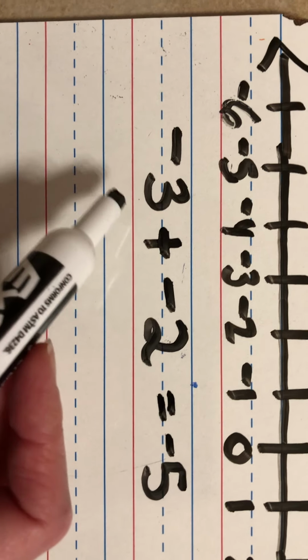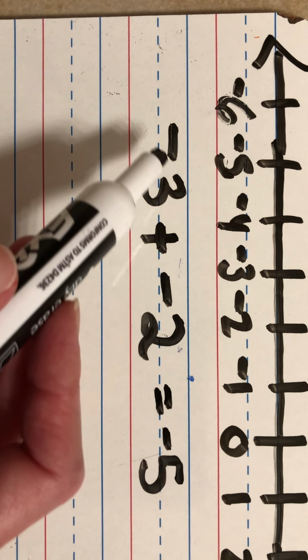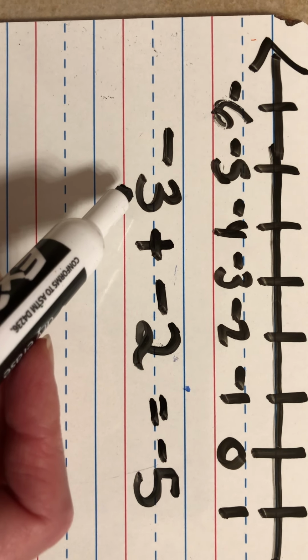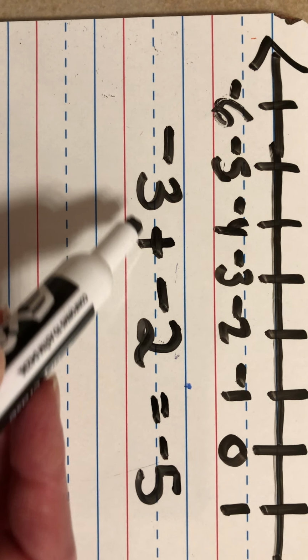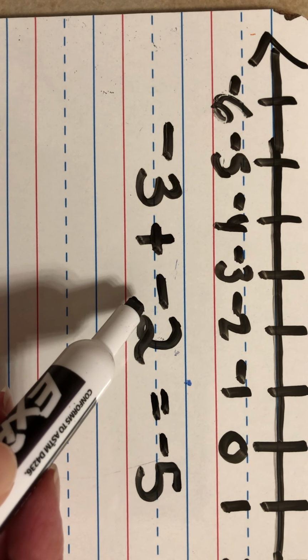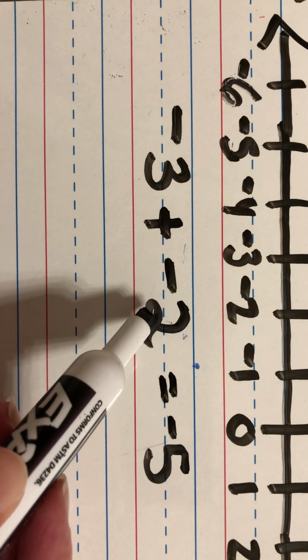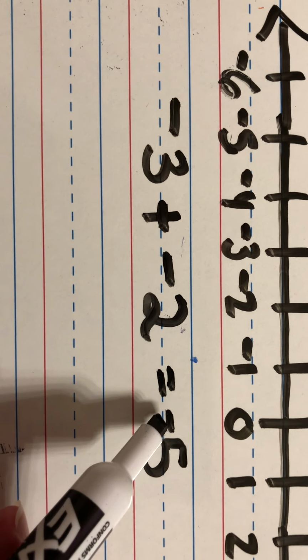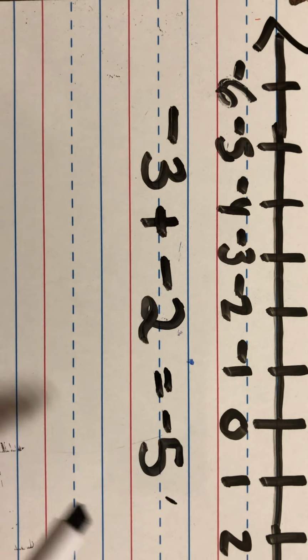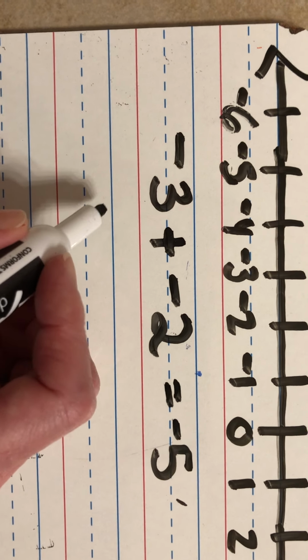To help it make sense, think of taking a test. If you lose 3 points on the first page of your test, plus you go to the second page of your test and you lose 2 points on that page, then altogether on your test you've lost 5 points.